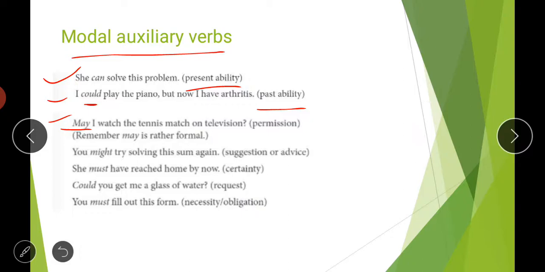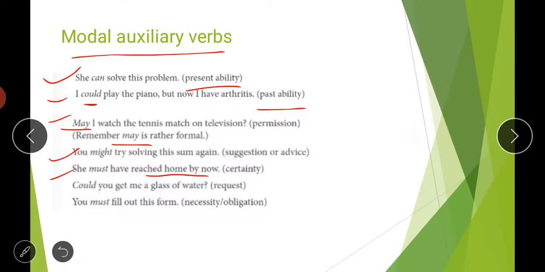And in a formal manner, when you want to ask or take permission from any of your elder, any of your senior, then you use this word may. Then you might try solving this sum again. So might means a suggestion. Here we are giving an advice or a suggestion. You might try solving this sum again. Then she must have reached home by now.